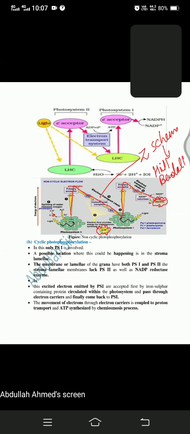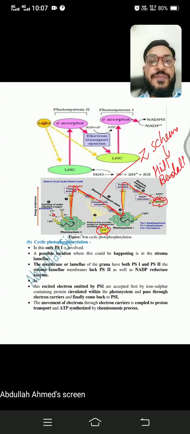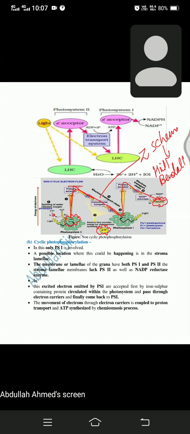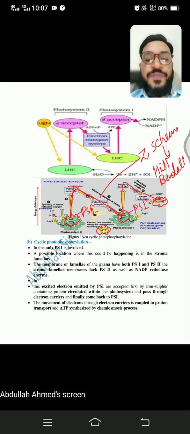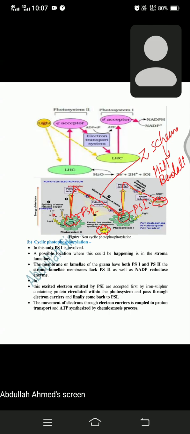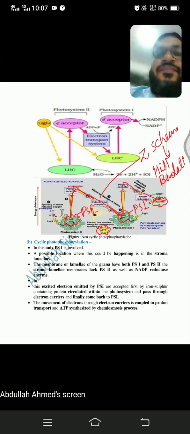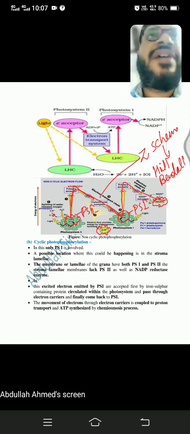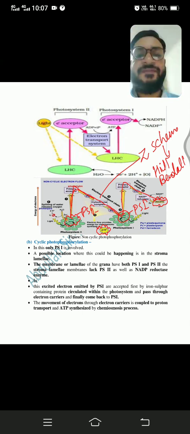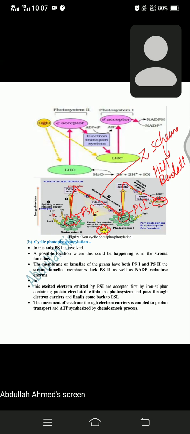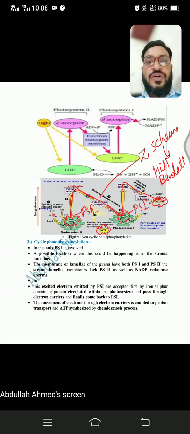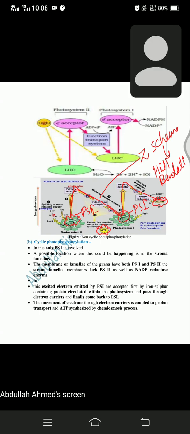Next, from here up to there is the non-cyclic pathway. How many photosystems are involved here? This one is PS2, and this one is PS1. First, which photosystem is involved, PS2 or PS1? PS2. At the end, PS1. Why is this pathway called non-cyclic? The electron is not transferred back to PS2. That's why it is called the non-cyclic pathway.